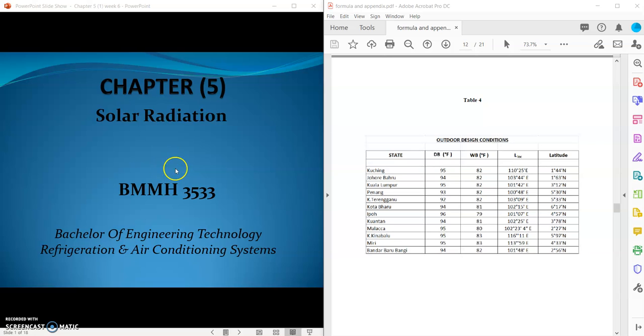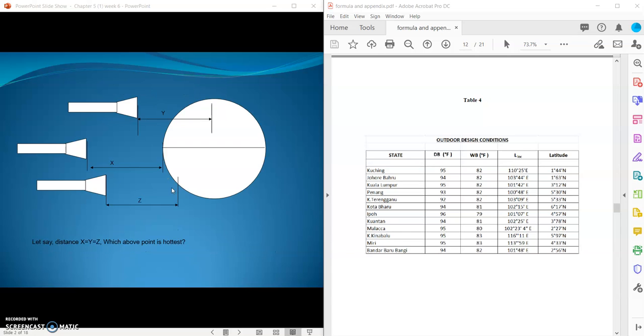Let me begin with the solar radiation. This is another topic in the heating and cooling load subject. Basically, solar radiation refers to the solar radiation that influences the indoor environment.